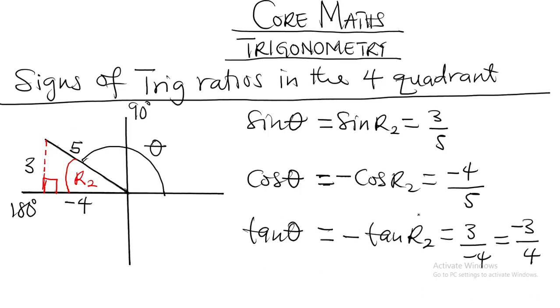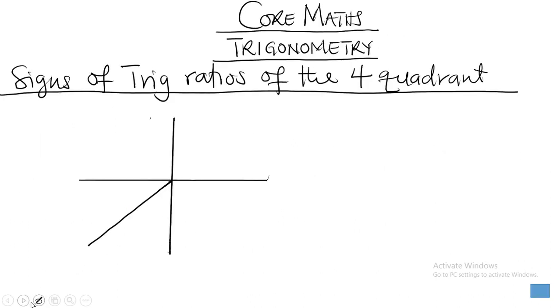Good. So looking at what we've just done, we can see that sine theta in the second quadrant is positive, cos theta in the second quadrant is negative, and tan theta is also negative. So what it means is that in the second quadrant, it is only sine theta which is positive. The rest of the trig ratios are negative. I hope you are following. Good. So let's move on. Let's look at the third quadrant. Here also, the principal angle theta is this.